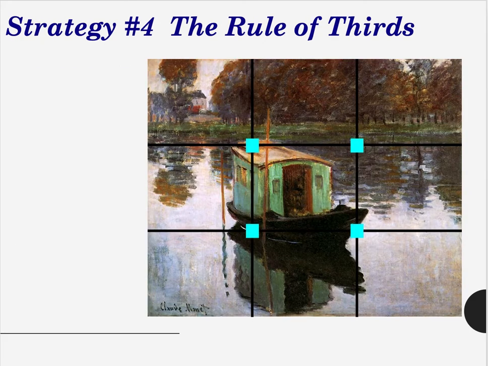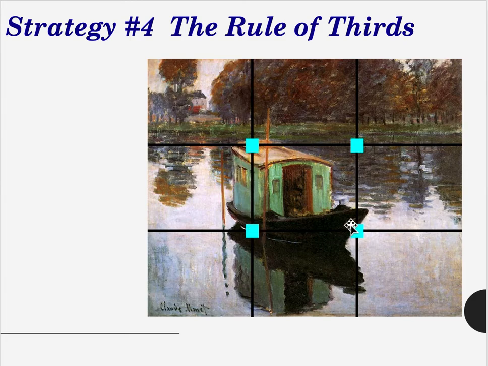Strategy 4 is the rule of thirds. Now this has nothing to do with having 3 of the same thing in my composition. This has to do with actually breaking up your paper surface into a grid, where you're dividing it into thirds both vertically and horizontally. And where you have a line dividing it into a third, you can place your main point of emphasis in that composition or your main object. That makes for a pleasing composition.